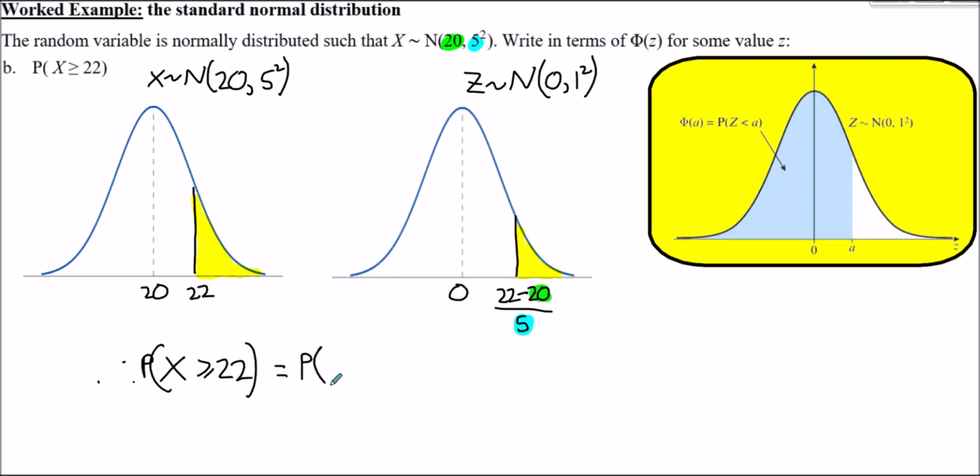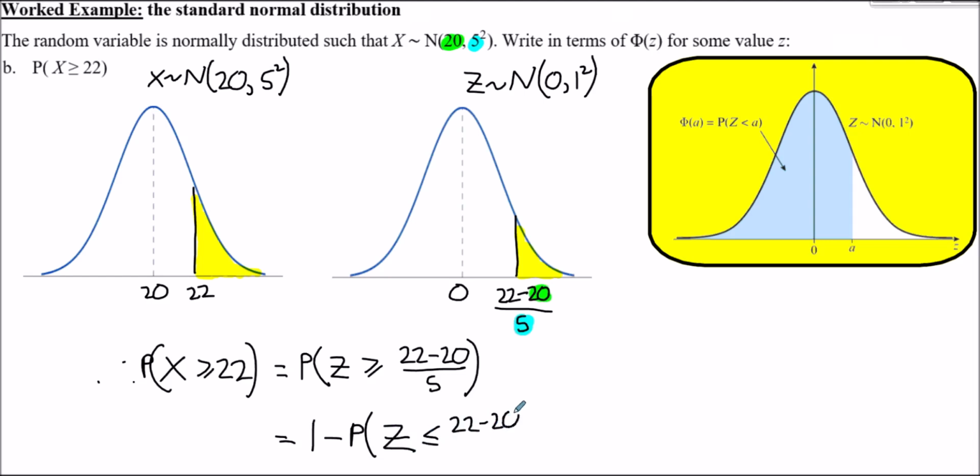So that's the same as the probability of z being 22 minus 20 over 5, that or higher. However, as in normal distribution questions, we need the probability symbol facing the other way. So that's the same as 1 minus the probability of z being down on this end, 22 minus 20 over 5. Because we always want this inequality symbol facing the other way.